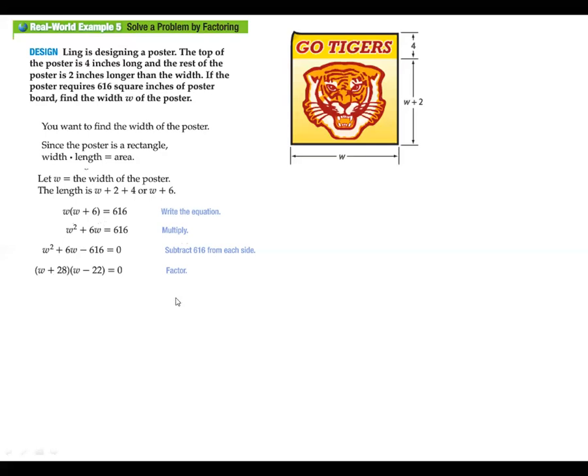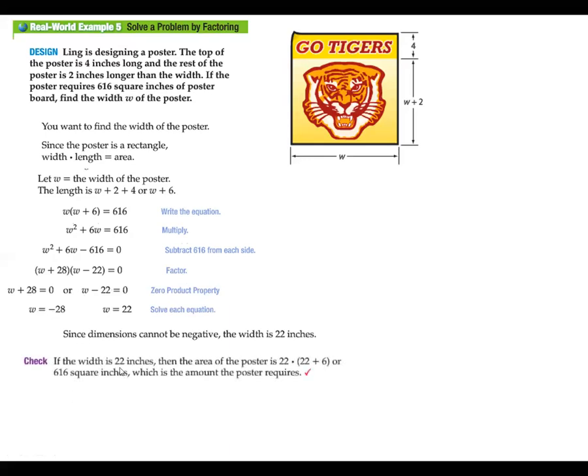So I get two answers here. The width could be, I'll set each factor equal to 0, it could be negative 28 or 22. Now, here's where you have to interpret your solution. What are we trying to figure out? Trying to figure out the width of a poster. Well, posters can't be negative dimensions. So dimensions can't be negative, so the width has to be 22 inches.